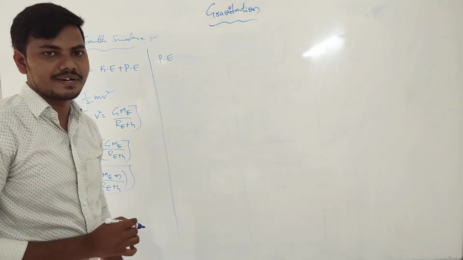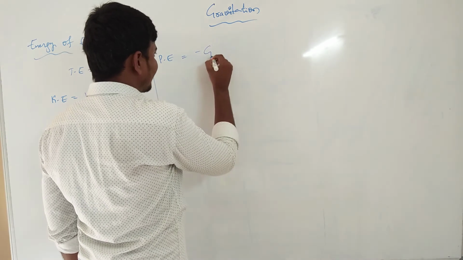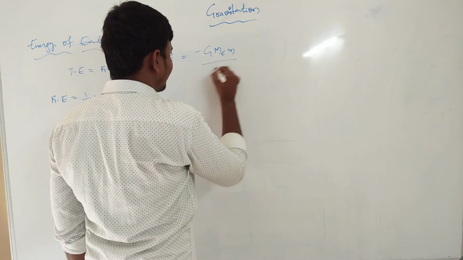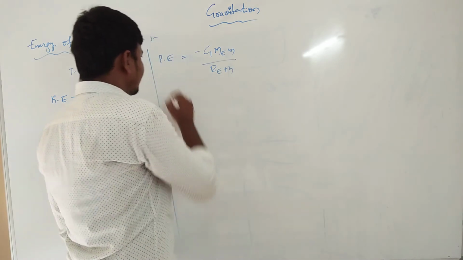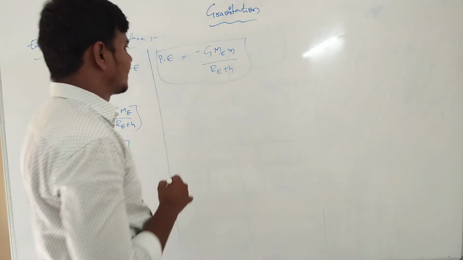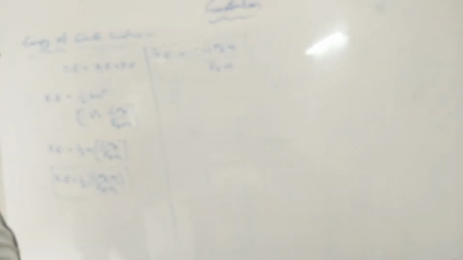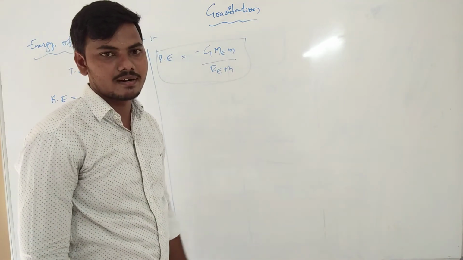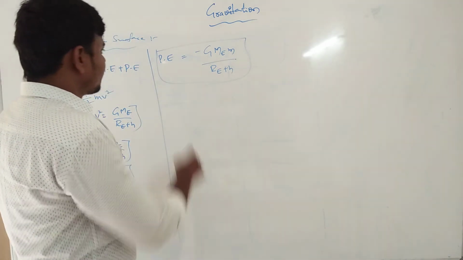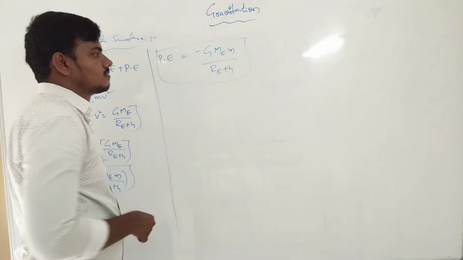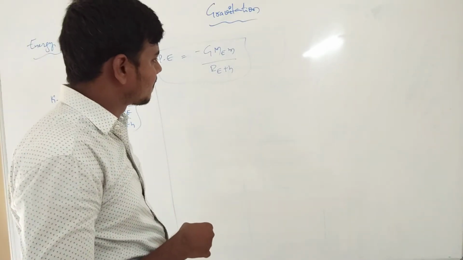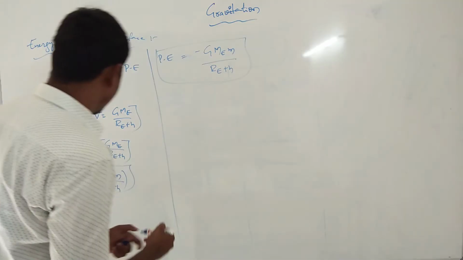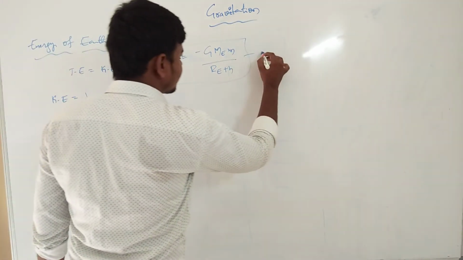Potential energy. Now potential energy is equal to our equation, gravitational potential energy we can take it. PE is equal to minus G M_E m / (R_E + H). This is the gravitational potential energy. Since we can take it as our previous equation, potential energy U is equal to minus G M_E m / (R_E + H). Now this is equation number 1. Now this is equation number 2.